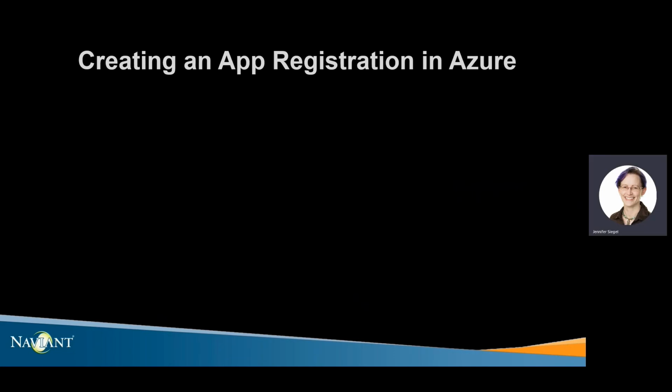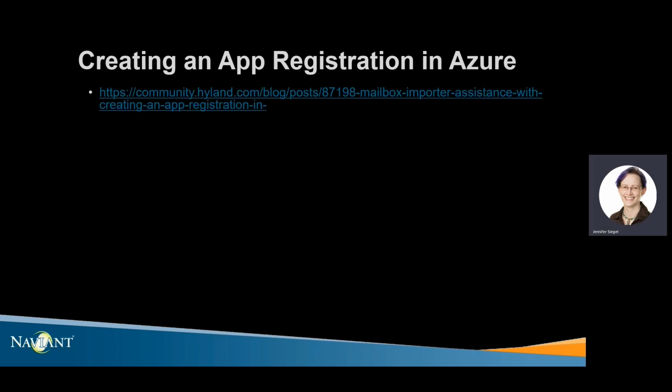If you are struggling to get Mailbox Importer working with OAuth, the documentation from Hyland isn't entirely clear, so I'd like to take a few minutes to step through the Azure side and hopefully save you some frustration with those settings. These steps are in an article on the Hyland community, and they are not in the MRG.